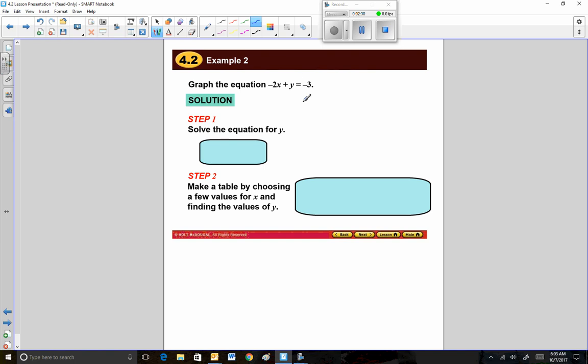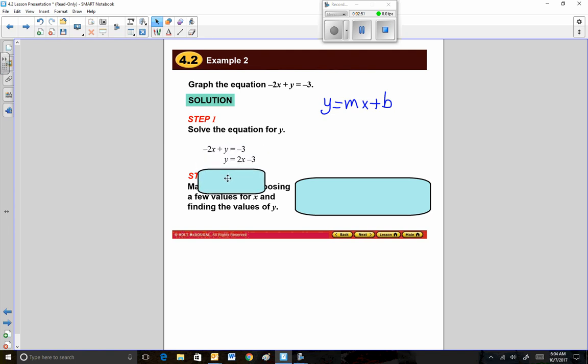And it says graph this equation. Now the easiest way to graph this equation is to first get it into, as you learned in geometry class, y equals mx plus b, also known as slope-intercept. So let's take a look. We're going to go ahead and solve for y. So we add our 2x to both sides. We have y equals 2x minus 3.